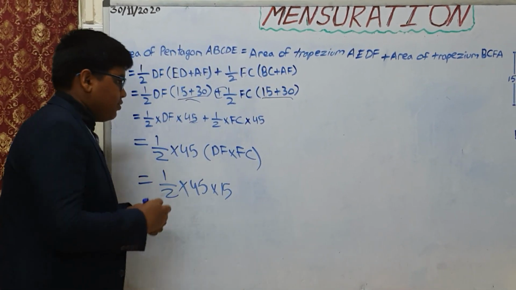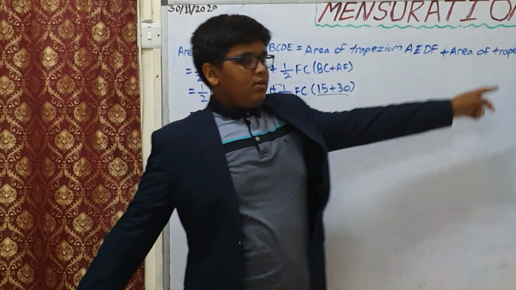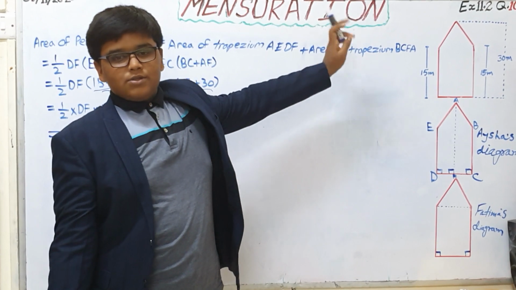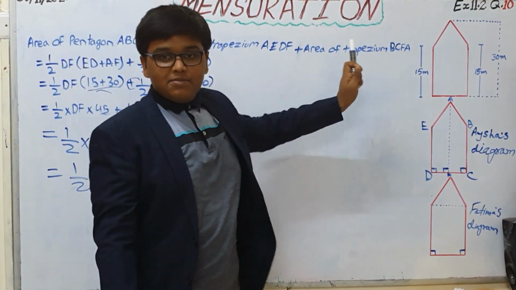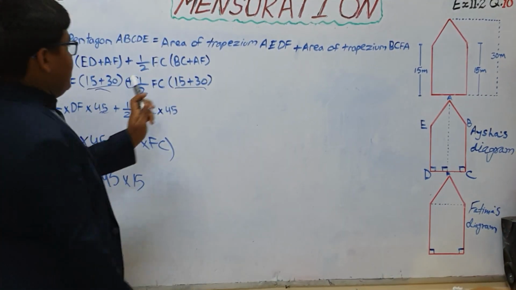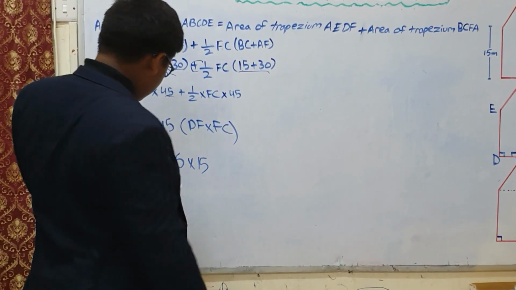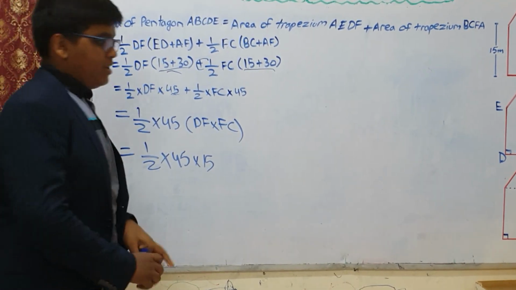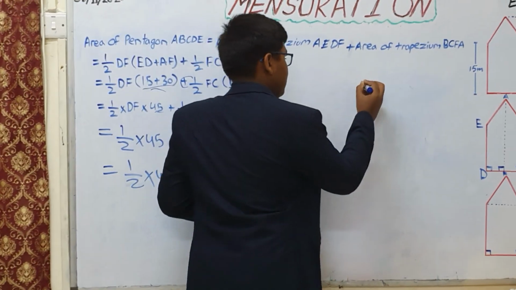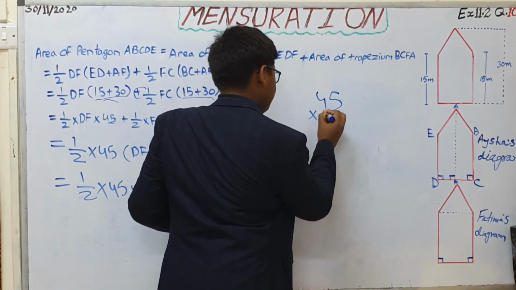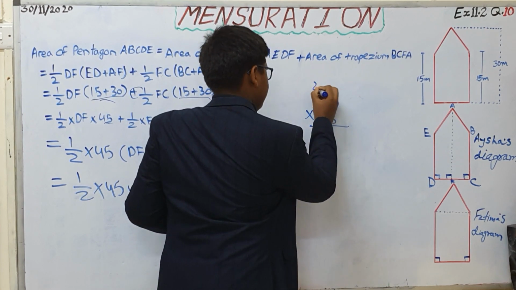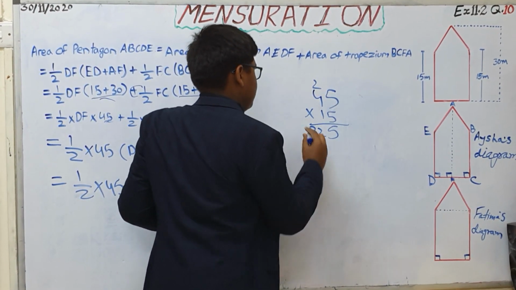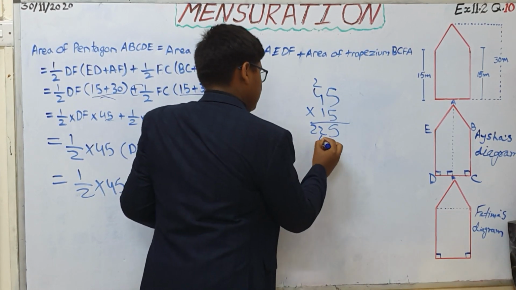Now what we are going to do, so area of this BCFA and area of AEDF. Now we are going to find it when we multiply 45 into 15. Now let's multiply them. 45 into 15. 5 fives are 25. Then 5 fours are 20 plus 2 is 22. So 225.